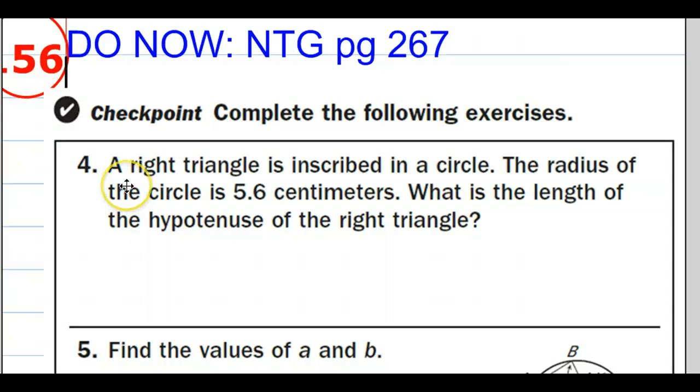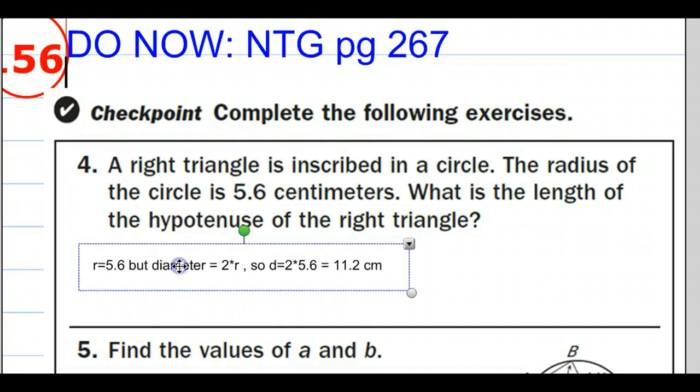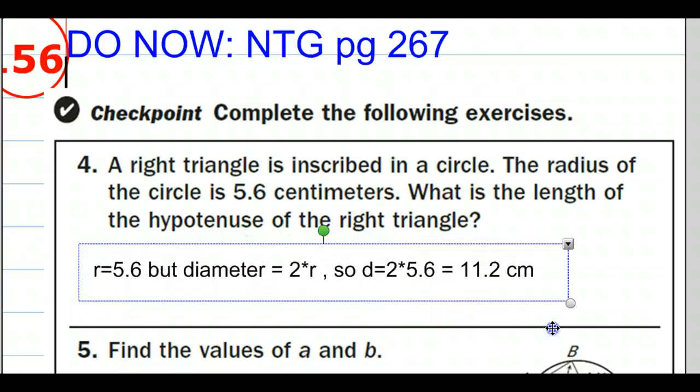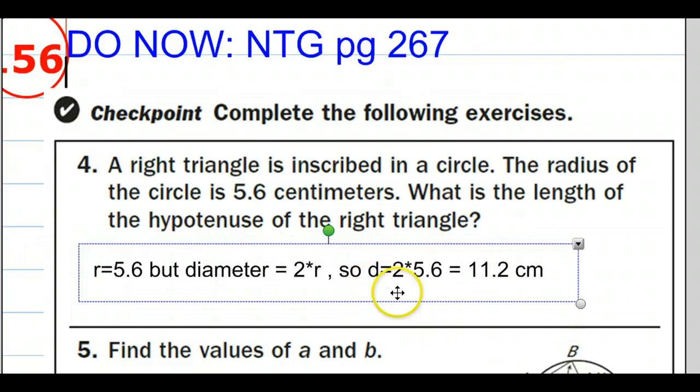So let's look at an example from a checkpoint. They said that a right triangle is inscribed in a circle, and the radius of the circle is 5.6 centimeters. What's the length of the hypotenuse of the right triangle? Well, some of you may say, well, if the radius is 5.6 and the diameter is going to be twice the radius, that means the diameter is 11.2 centimeters. But what does that have to do with our problem?